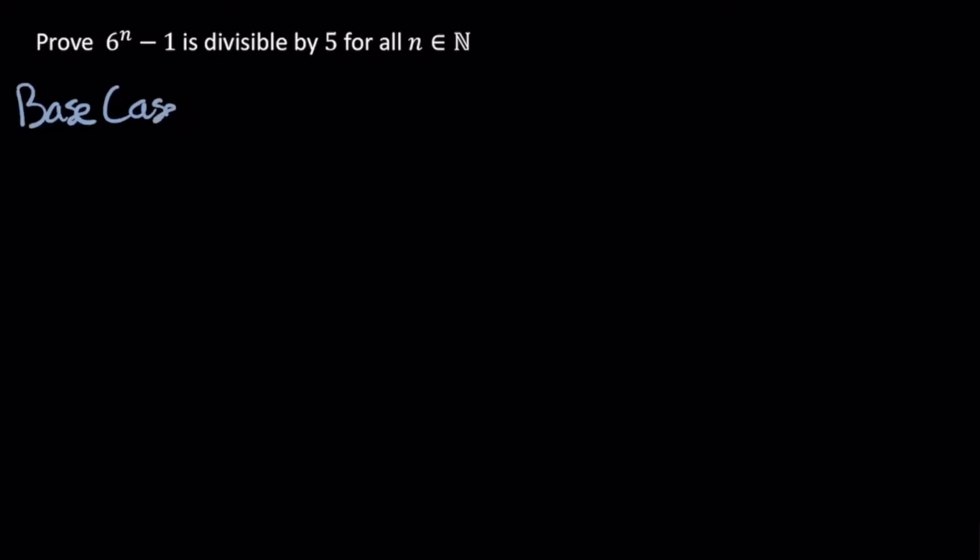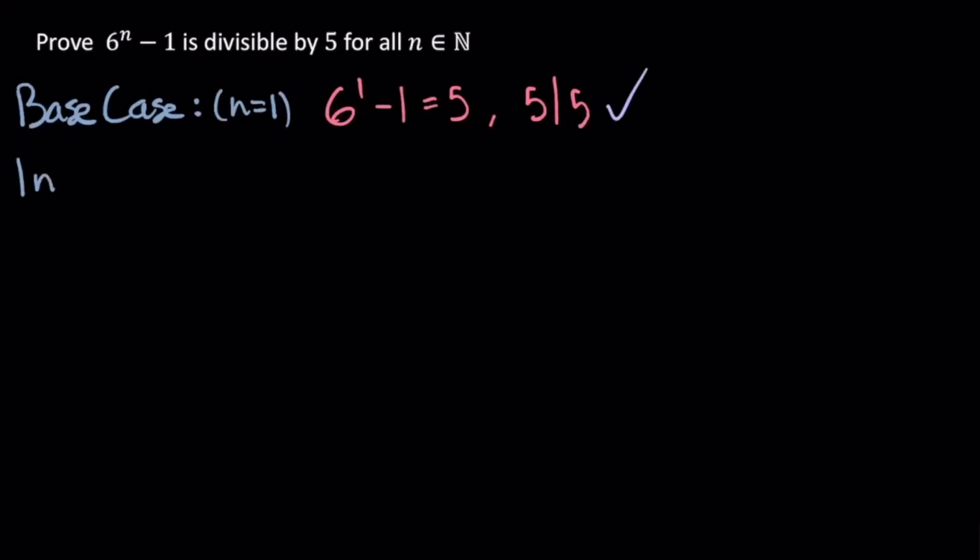Base case. And we have that our base case is when n equals 1. So let's just input n equals 1 into the equation. We get that 6 to the power of 1 minus 1 is equal to 5. And hopefully we can all see that 5 is in fact divisible by 5. And this line in the middle just signifies divisibility, so not to get confused with that. 5 is divisible by 5. So we've proved that. We can write a quick check mark on the side to remember that. And now we go on to the harder part, the inductive step.